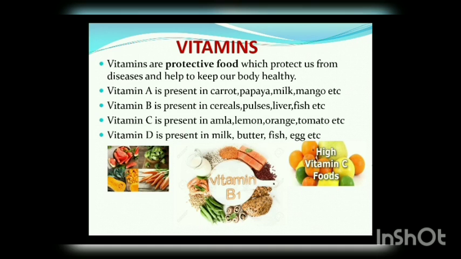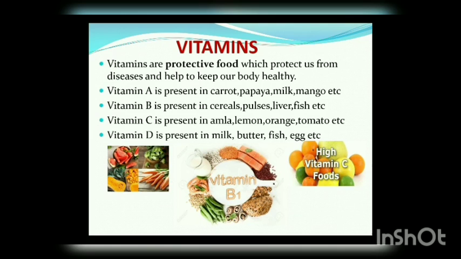Let's talk about vitamin A first. Vitamin A is present in carrot, papaya, milk, mangoes, etc. Means you can simply say that yellow or red colored fruits and vegetables contain vitamin A. Vitamin B is present in cereals, pulses, liver, fish, etc. Means by eating these we can get vitamin B.